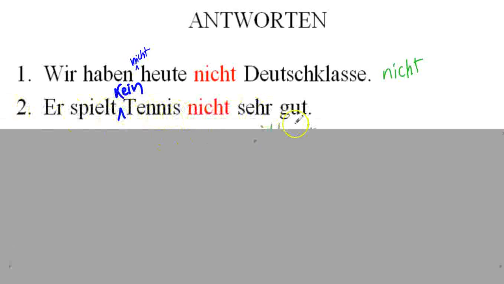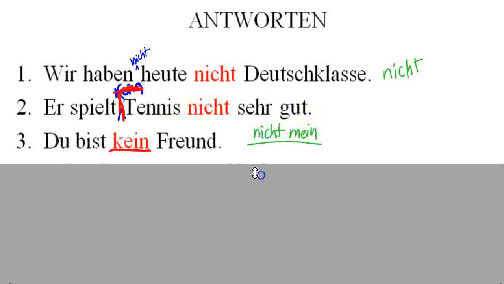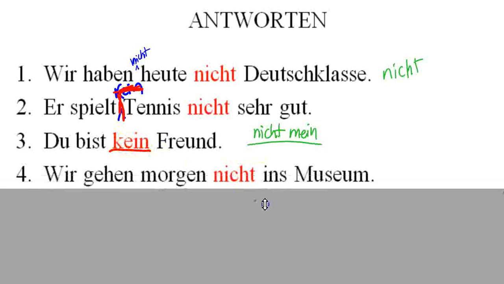Spielt Tennis nicht sehr gut. You could negate that he plays tennis, but he just doesn't play it well. Or instead, you could just say he plays no tennis, but this actually really doesn't make sense. So, nicht sehr gut is the best answer. Du bist kein Freund. You are no friend. You could also negate and say nicht mein Freund, nicht dein Freund instead.